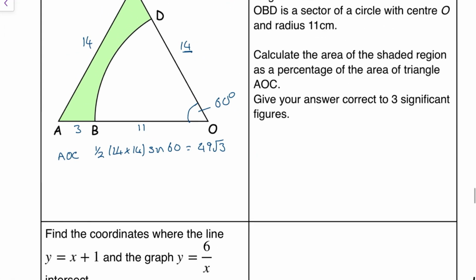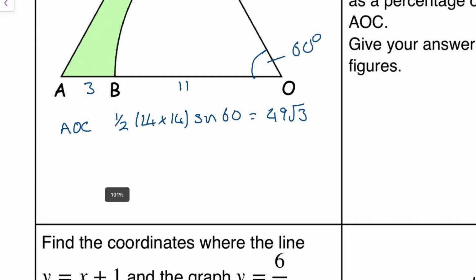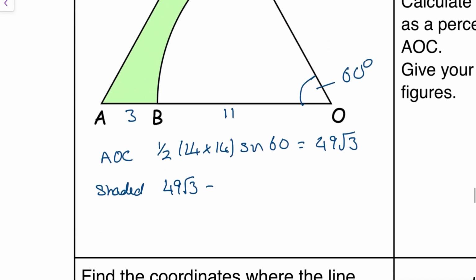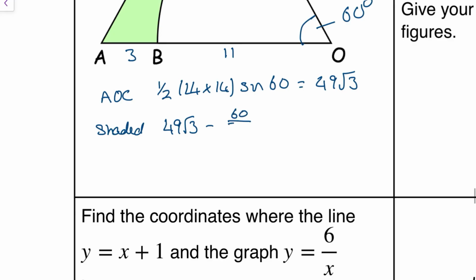Then what am I doing? So I calculate the area of the shaded region. So the shaded region is going to be the triangle minus the sector. So in other words, the shaded is going to be the whole triangle, which is 49 root 3 that I've just worked out, minus the sector. Now the sector is 60 degrees. So in other words, it's 60/360ths of the area of a circle with radius 11. And so that's going to give me, and this time I don't get a nice round number, I get 21.515. So again, what I've done there is I've taken the whole triangle and I've taken away the sector by using the fraction of the sector.